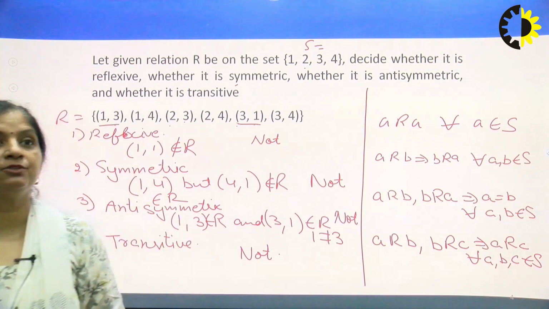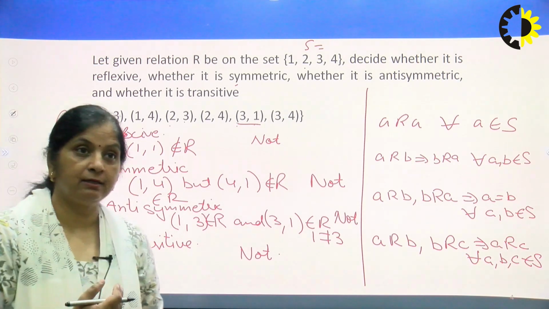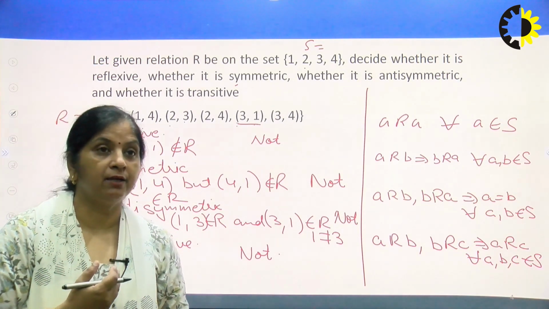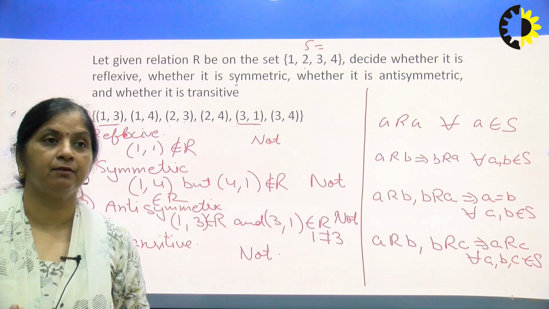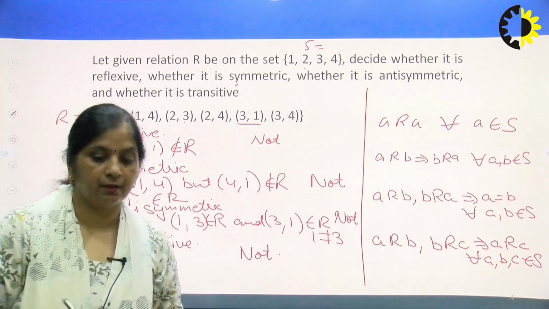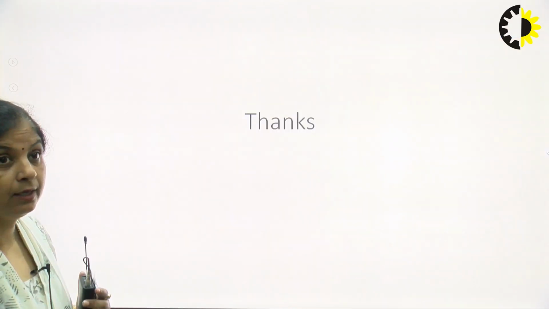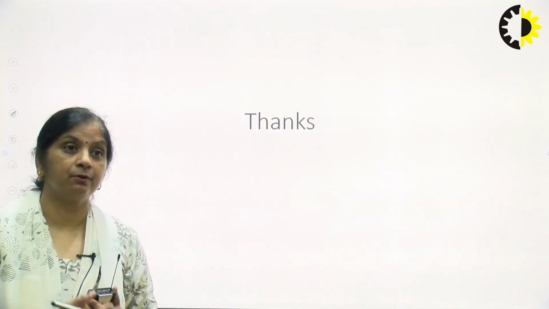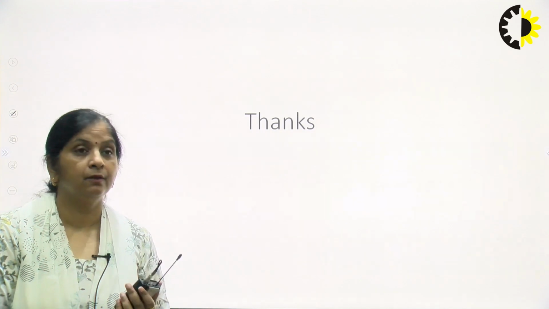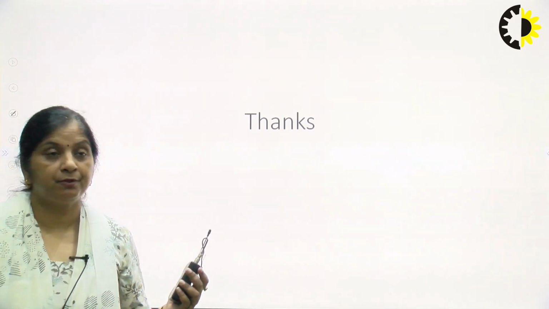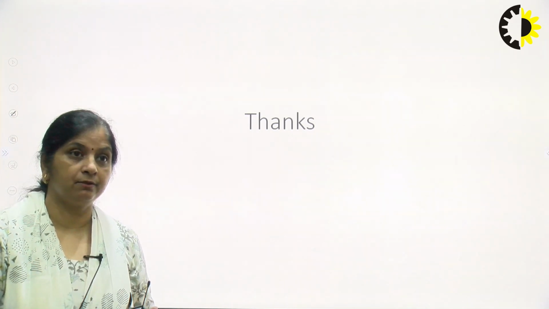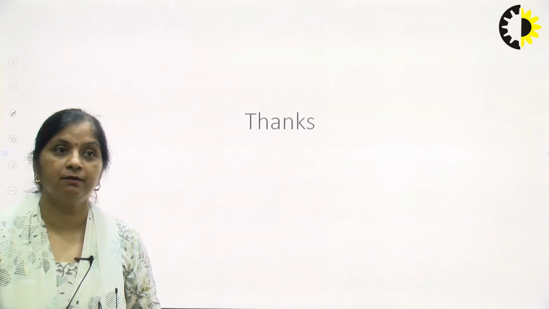So this way we can check the properties of any relation, and based on those properties we define different types of relation. Okay, so in this lecture we have discussed numerical problems on sets and relations. We have checked different properties of relation, that is reflexive, symmetric, antisymmetric and transitive.